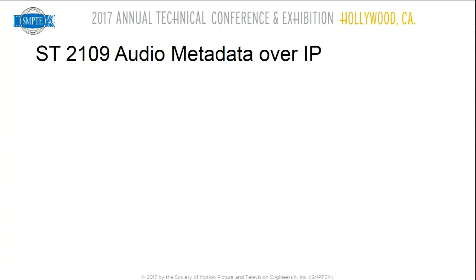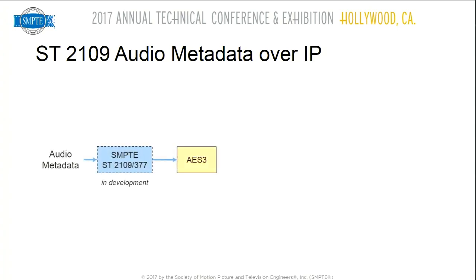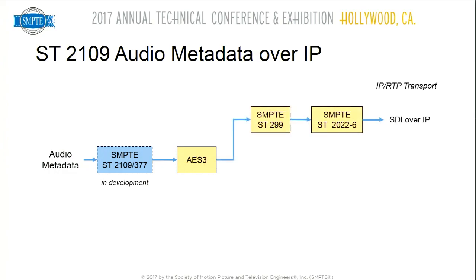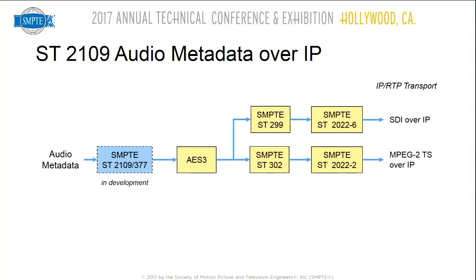So in the IP world, we can also leverage this via existing standards. As I said, take 2109, goes into AES3, and via 299, that can go into SMPTE 2022-6, so we can get it in the SDI over IP format. We can also get an MPEG transport over IP, so these are ways of getting into IP transport.